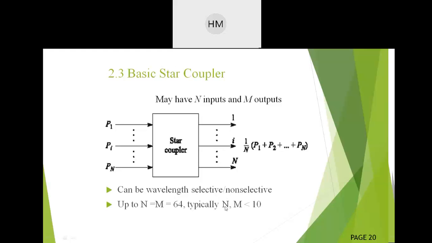Okay, typically m is less than 10. These are the typical values. Generally, we can have up to 64 values. This is my star coupler. What it will do? It will couple power from one end to another end. So overall power will be 1 by n, P1 plus P2 plus Pn. It is a coupling device, star coupler.